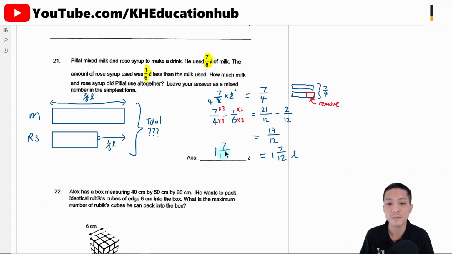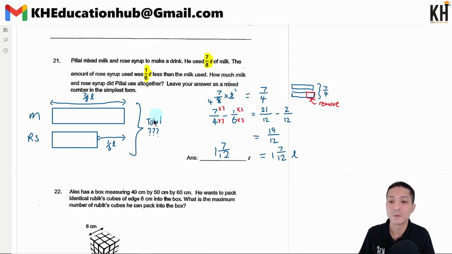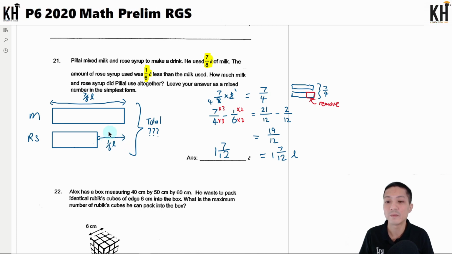So if you're not familiar with this way, like I said, you can always use the other way, which is using 7 over 8 minus the 1 over 6. Then divide by 2 to get this.